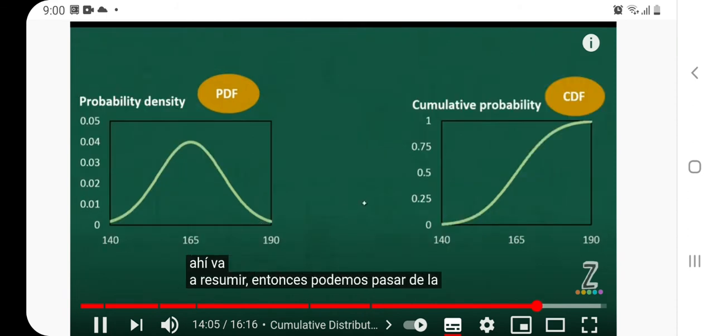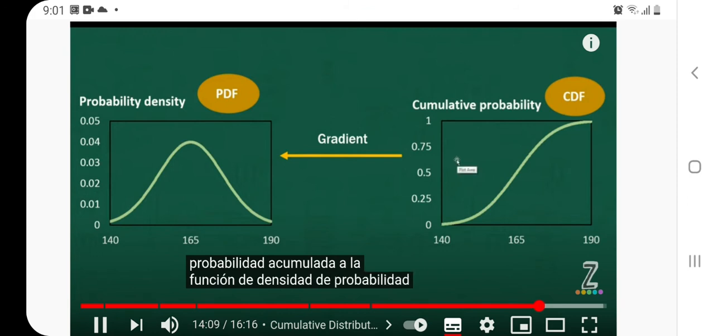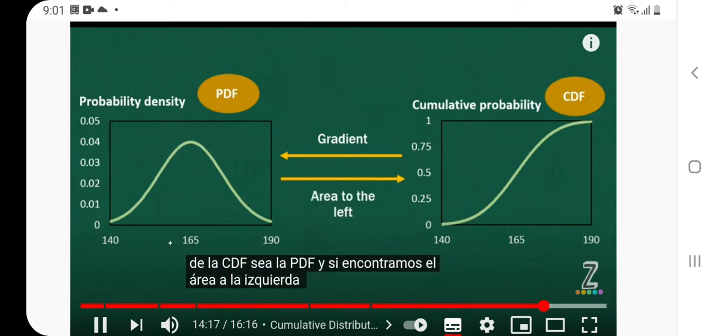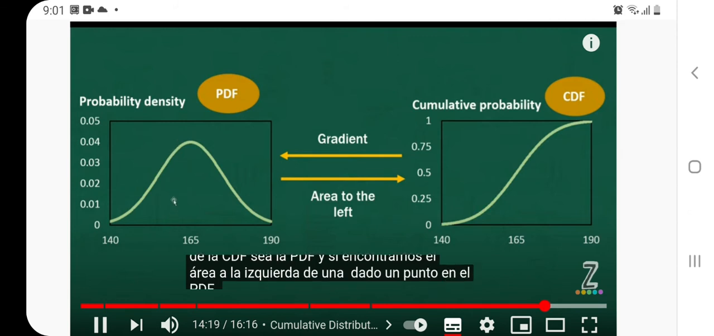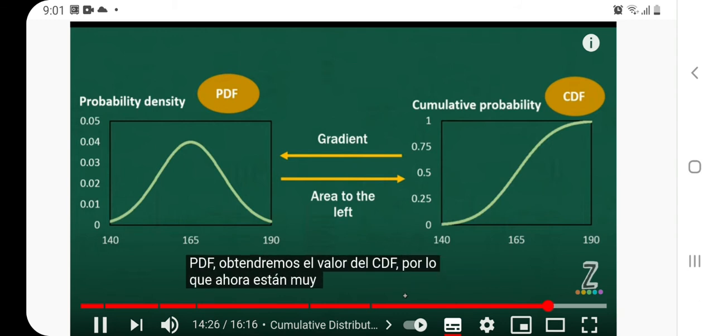To summarize then, we can get from the cumulative probability to the probability density function by calculating the gradient. So the gradient of the CDF is the PDF, and if we find the area to the left of a given point on the PDF, we'll get the value for the CDF. So they're very much related.